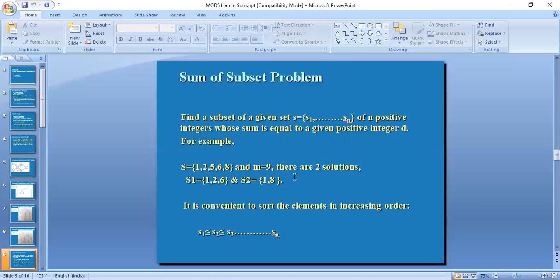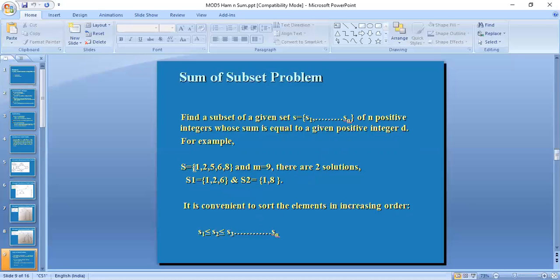So now from this you will be getting two solutions. What are the two solutions? You can create a subset which consists of the elements 1, 2 and 6, and another subset consisting of 1 and 8. So here it is very convenient to first sort the elements in increasing order.